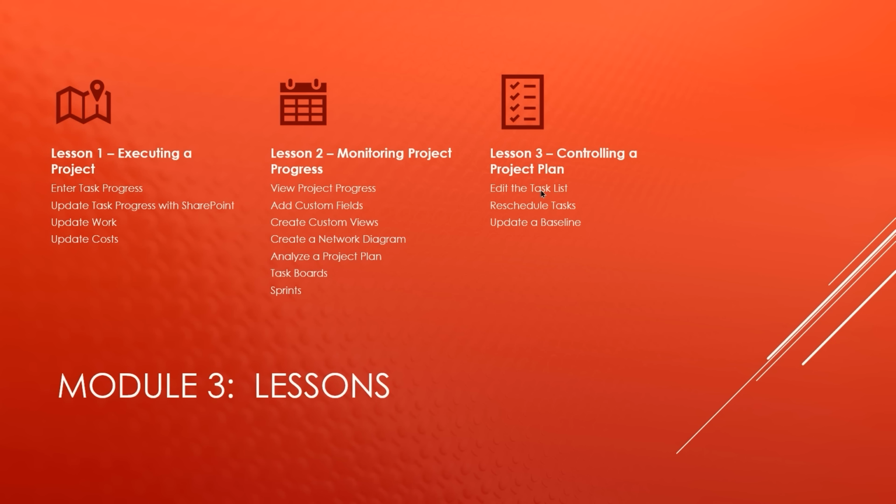In the second lesson, we're going to start monitoring project progress by viewing it. We'll also be adding custom fields to our project plan, creating custom views, creating a network diagram view, analyzing a project plan, and you'll get introduced to task boards, which are another way of monitoring your project progress, and sprints, which allow you to monitor by set segments of time. And then our final lesson in this module is controlling a project plan. That may include editing the task list, rescheduling tasks, and updating a baseline.